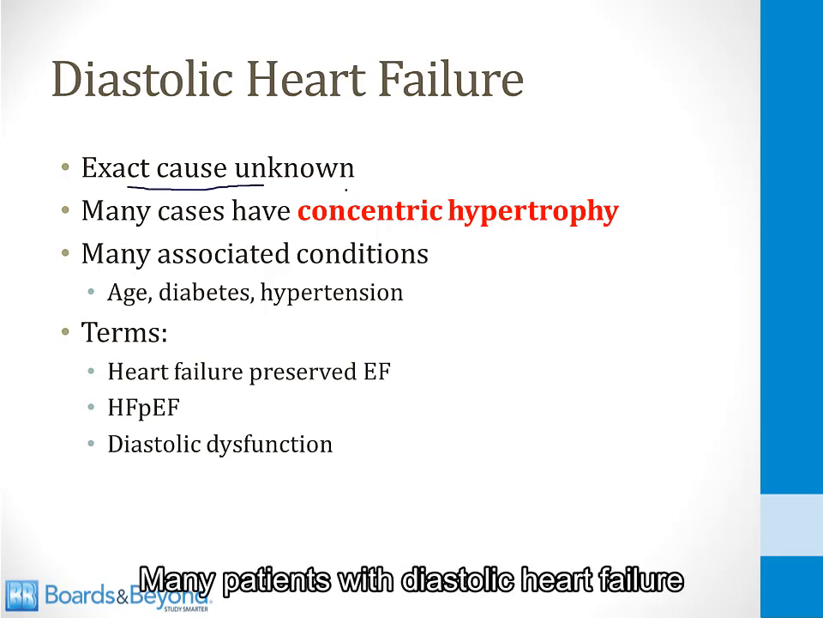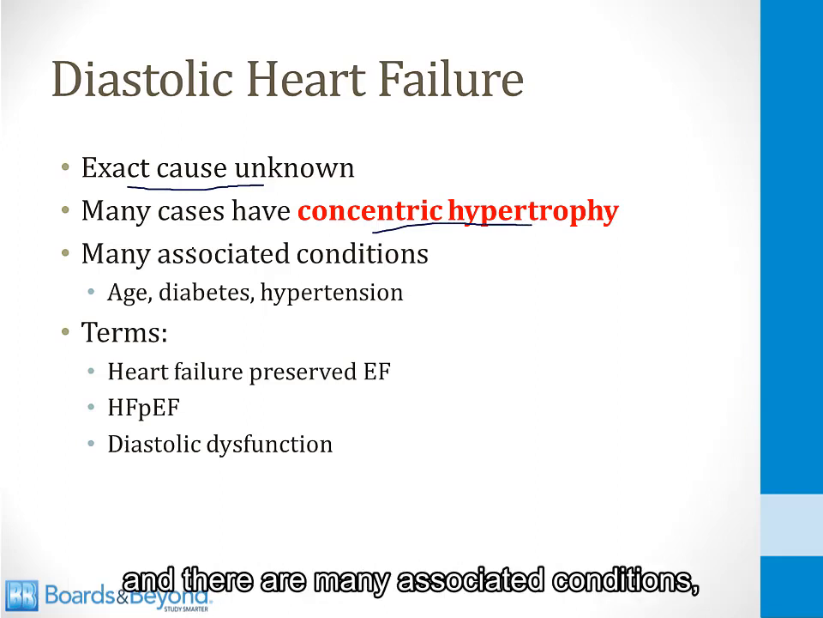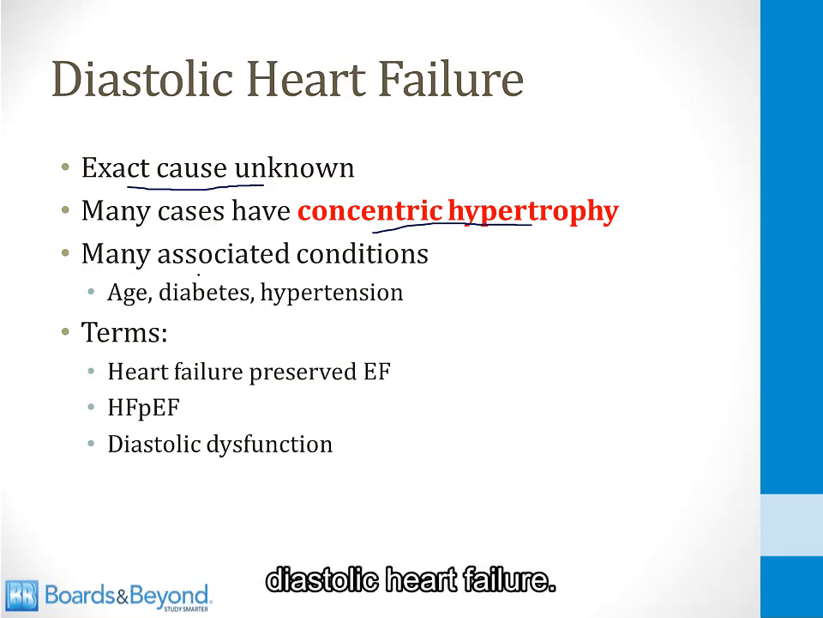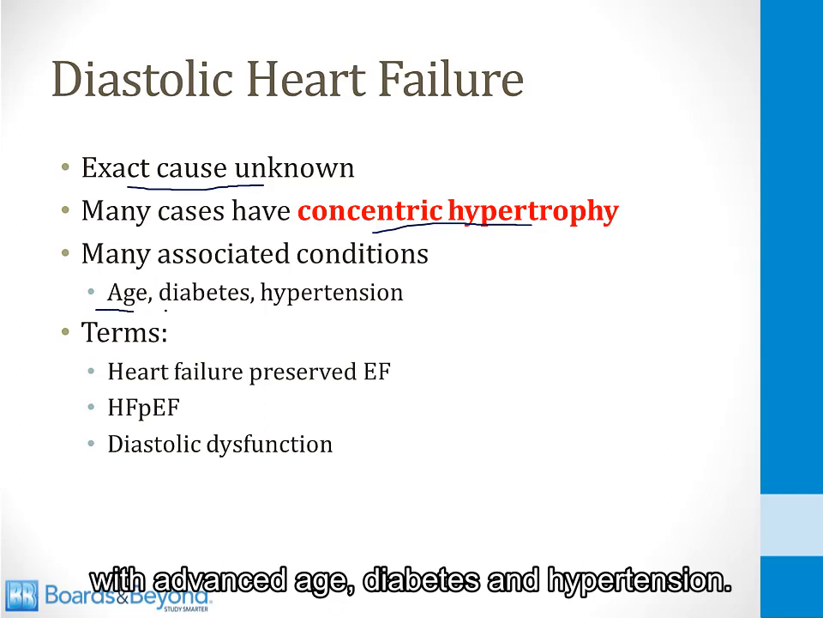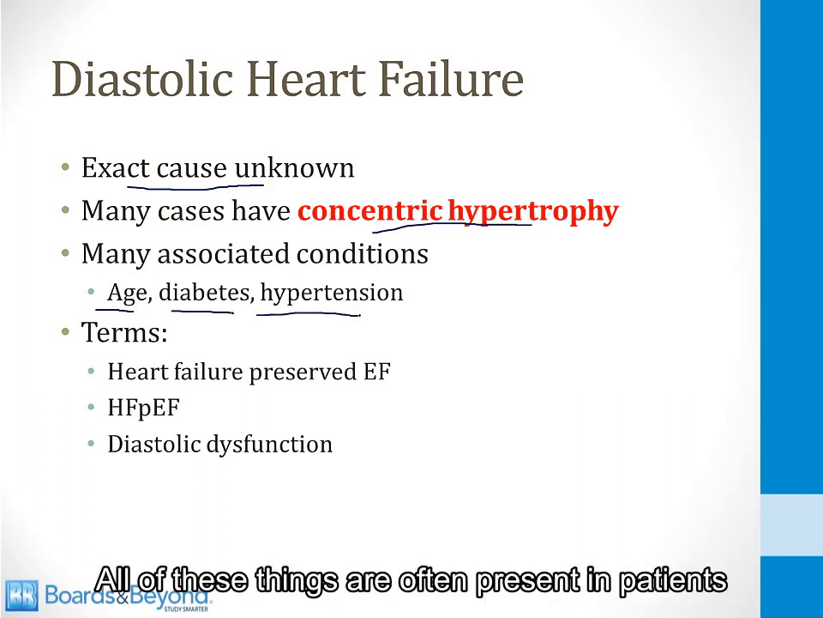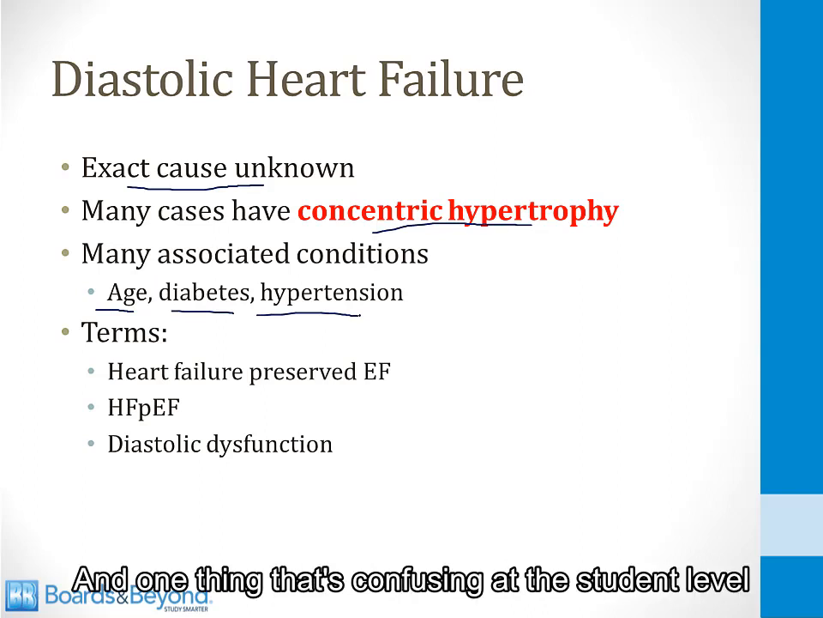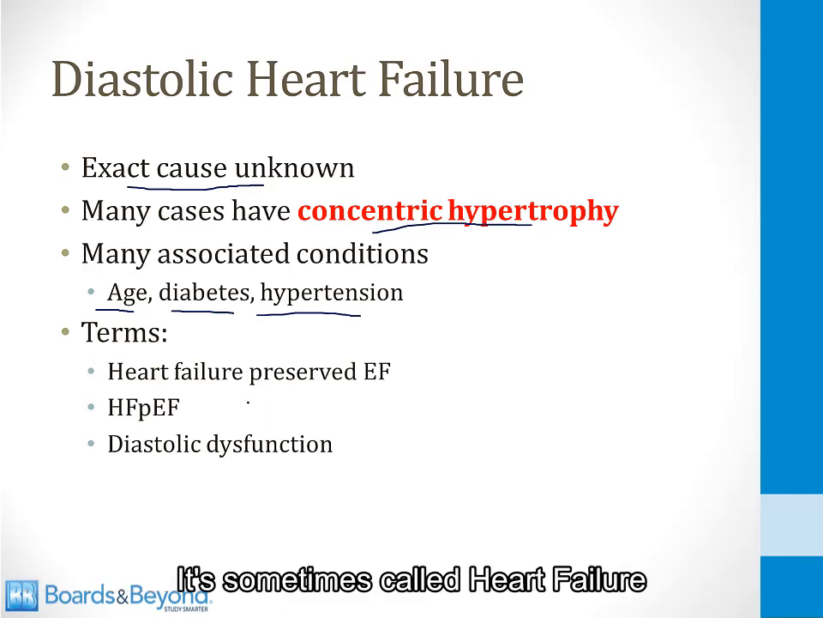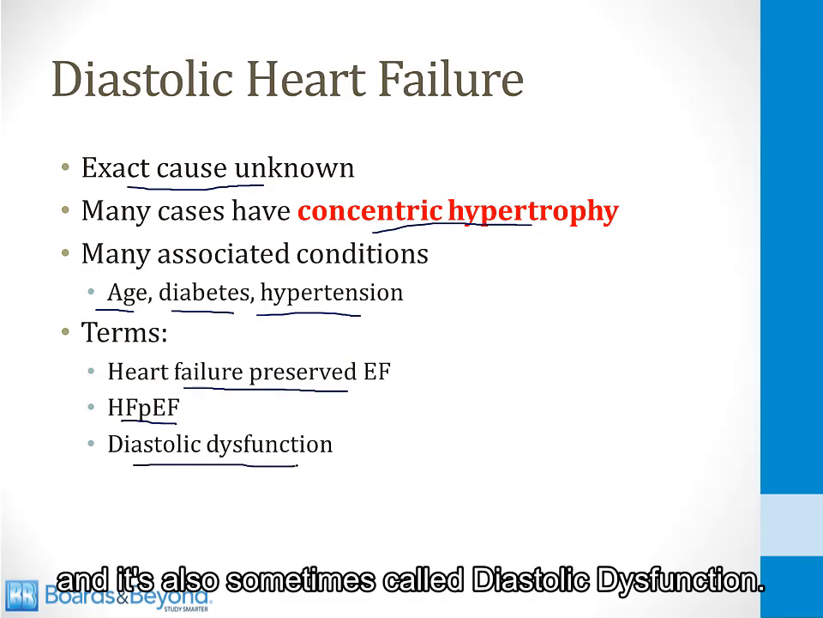Many patients with diastolic heart failure have concentric hypertrophy, like I discussed before, and there are many associated conditions, even though we don't understand what exactly causes diastolic heart failure. So, for example, diastolic heart failure is associated with advanced age, diabetes, and hypertension. All of these things are often present in patients who have this condition. And one thing that's confusing at the student level is that diastolic heart failure goes by many different terms. It's sometimes called heart failure with preserved ejection fraction. Some people like to call it HFpEF, and it's also sometimes called diastolic dysfunction.